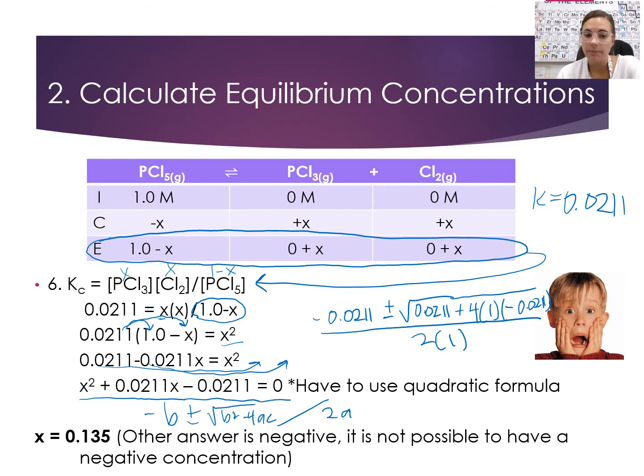Most of the time, one of your answers is going to be negative. We can't have a negative concentration, so we pick the positive x. Every now and again, you won't have a negative x, but you will have an x that's larger than the initial concentration, which would leave you with a negative concentration at equilibrium, and that's also not possible. So solving from the quadratic, we get that x equals 0.135.